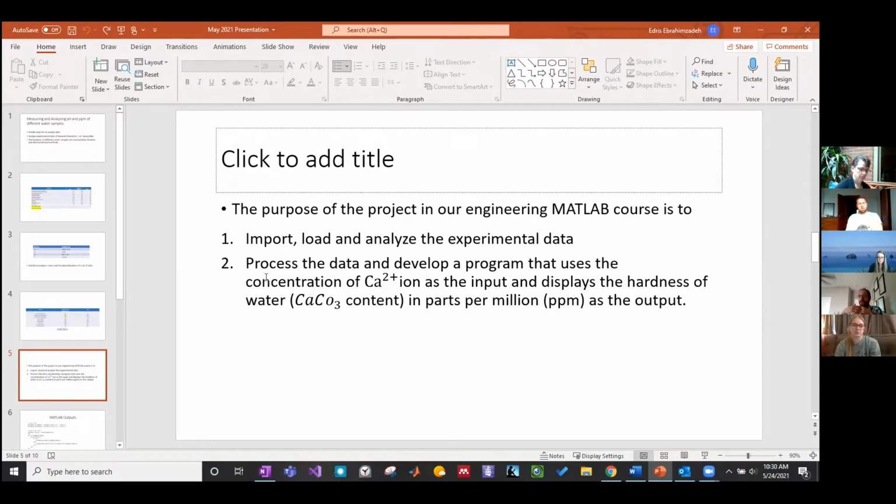We were hoping to develop a program that uses the concentration of calcium ion as an input and displays the hardness of water in ppm as the output, but we were not able to do that. But even although the project has ended, I will keep working on this project and working with Shandana. Hopefully we can write a paper based on that.